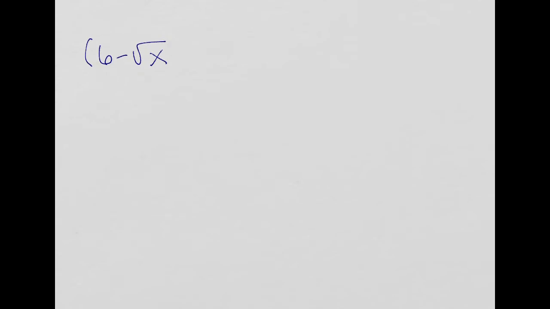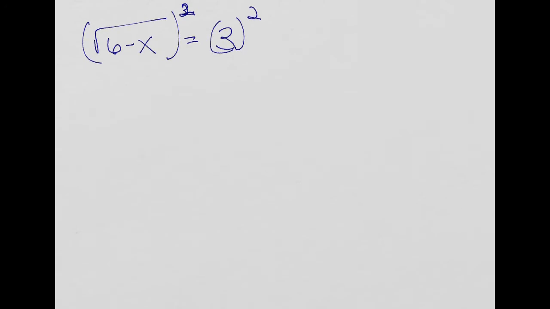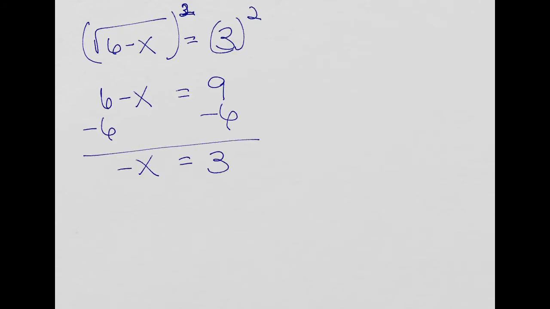Oops. I'll rewrite that. So I have the square root of 6 minus x equals 3. So again, we're going to square both sides. This gives me 6 minus x equals 9. Subtract 6. Negative x equals 3. Divide by negative 1. So x equals negative 3.